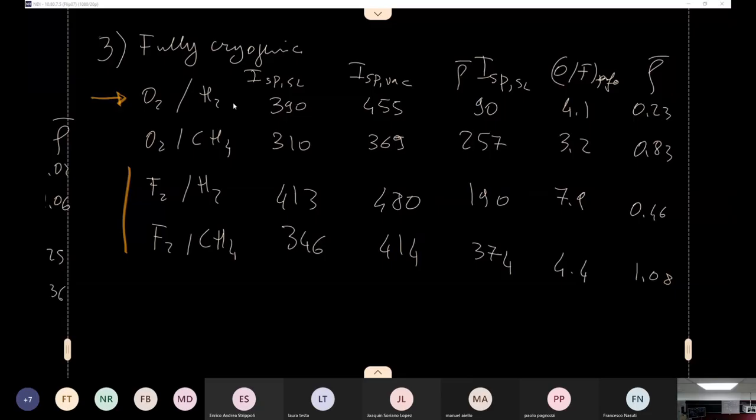So given this information, of course, we can evaluate the stoichiometric proportion also here. We have done this already for this propellant combination. In our exercises, we got 8 as the stoichiometric ratio for oxygen and hydrogen, 4 for oxygen and methane, and we have also evaluated this for fluorine and hydrogen.